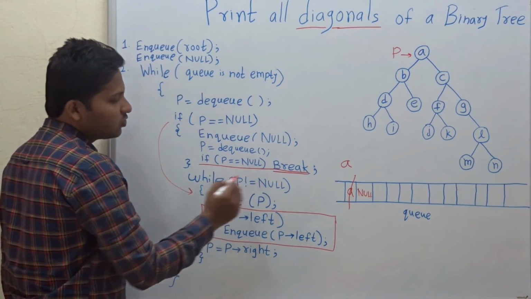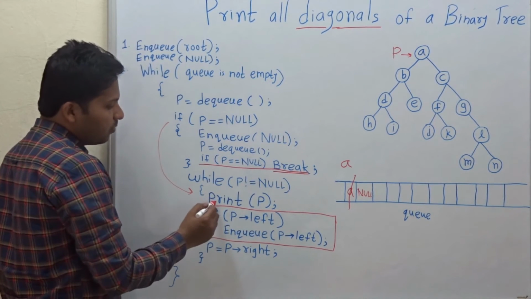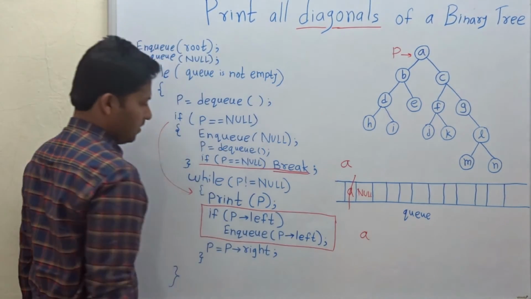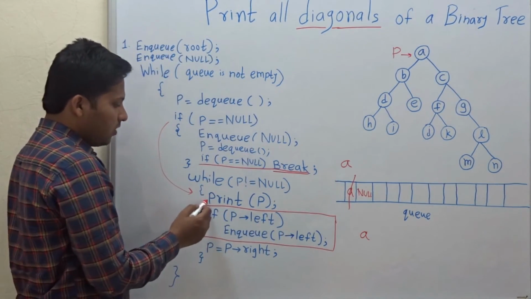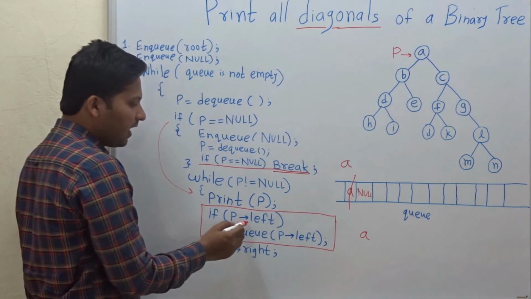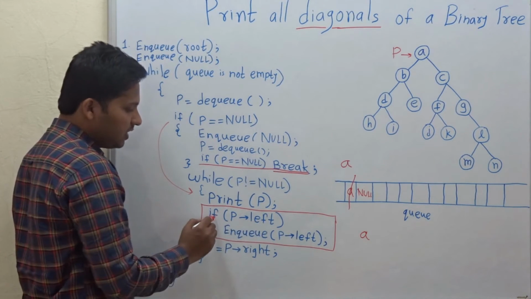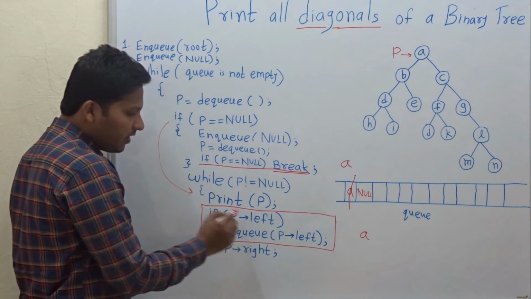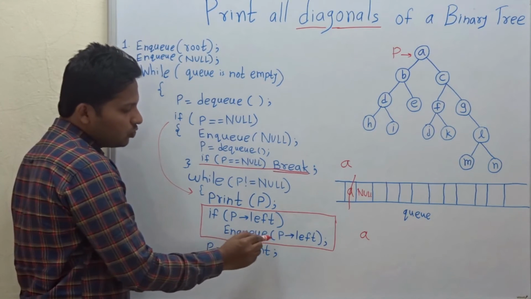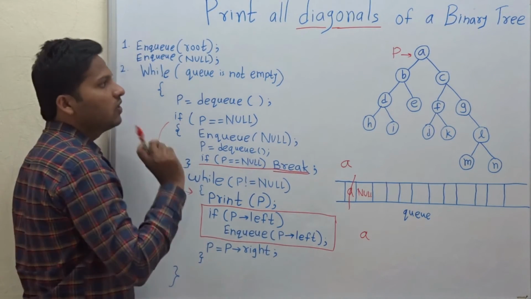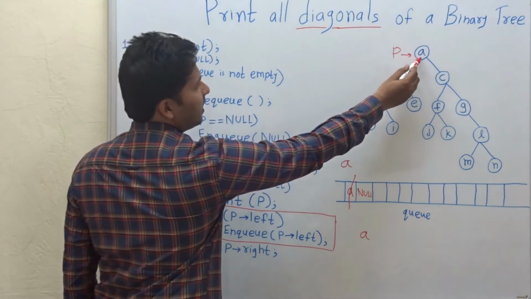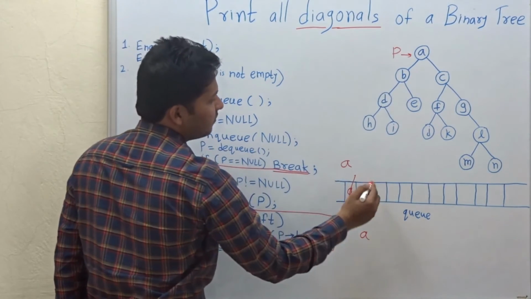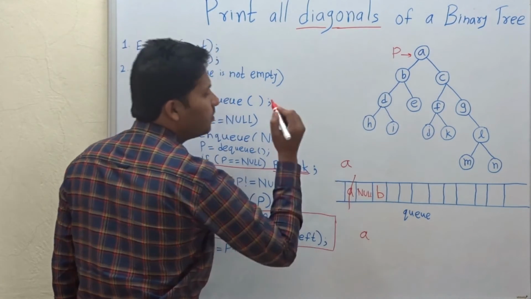While P is not equal to null, yes, print P. So we print this A and we check whether A has a left child or not, that is, if P points left. If it has the left child, then we NQ that left child. Let's check whether A has left child. Yes, it has. So we are NQing B.